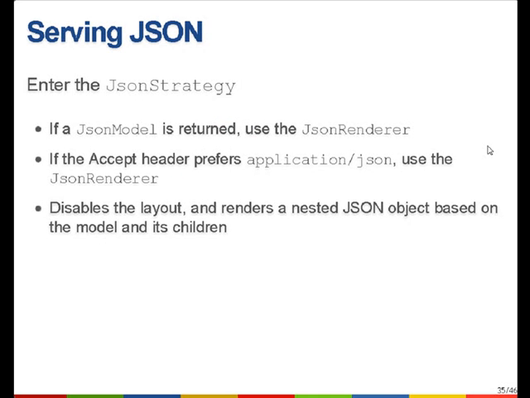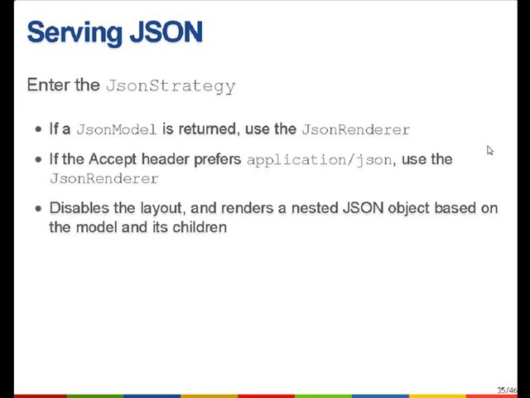Serving JSON is pretty easy. We have a JSON strategy. And the various rendering and response strategies are all under the ZendView strategy. With the JSON strategy, we have a couple of different ways that we can make JSON possible. First, if you return a JSON model, a ZendView JSON model, from a view script and the JSON strategy is active, it's going to use the JSON renderer at that point. The other way that you can invoke it is to tell it in your accept header that you prefer application/json. And if that's the case, then the JSON renderer will also be invoked.